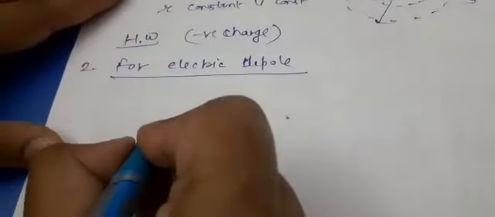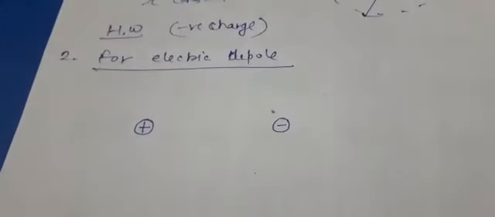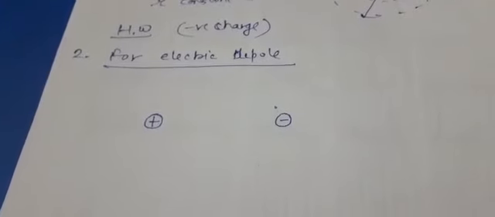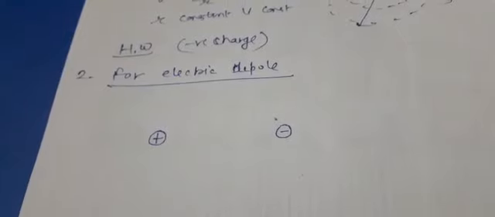See, an electric dipole consists of two equal and opposite charges. Two charges of the same magnitude, opposite polarity, separated by a certain distance. Now, if we have to draw the equipotential surface for each of the charges, it will be spherical in shape around it.